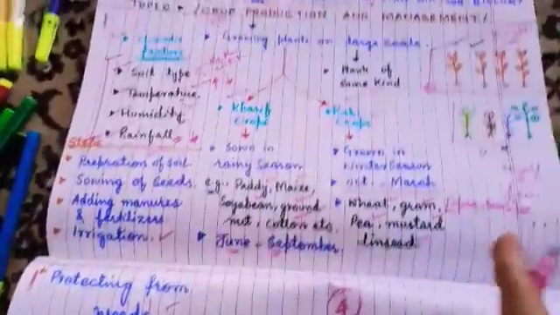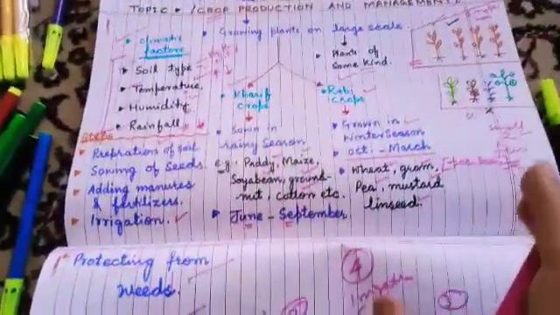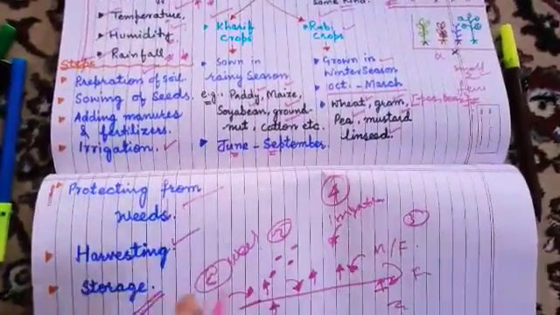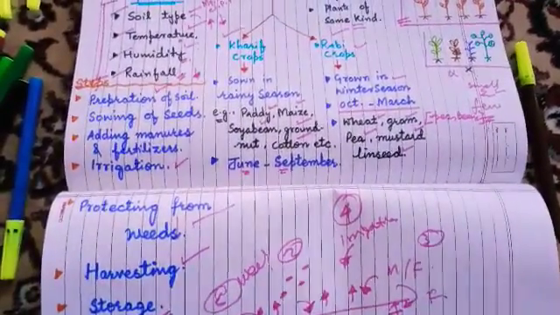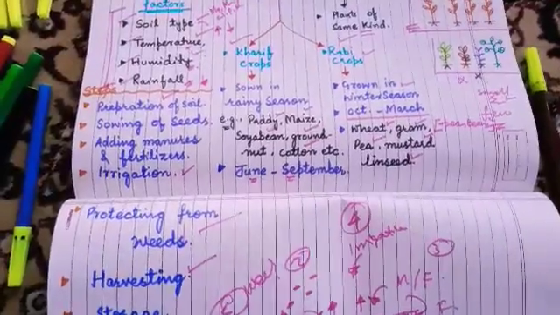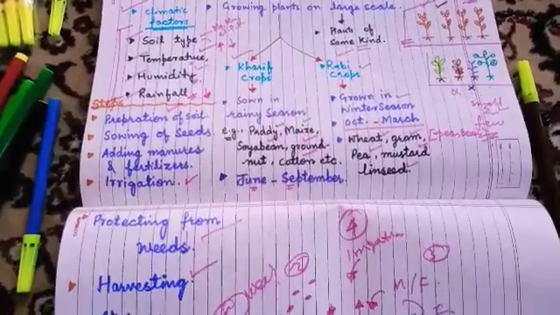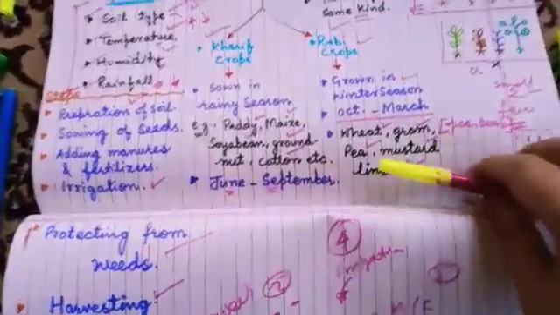This was all about the introduction of crop production and management. We will take these steps one by one, and you need to look for them in your book in detail. Then I will take them up in the next lecture.